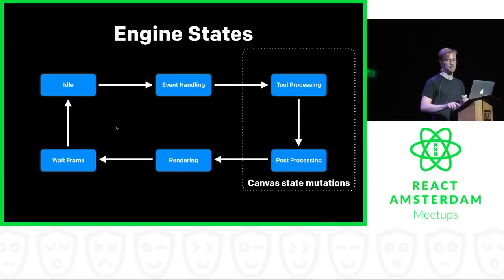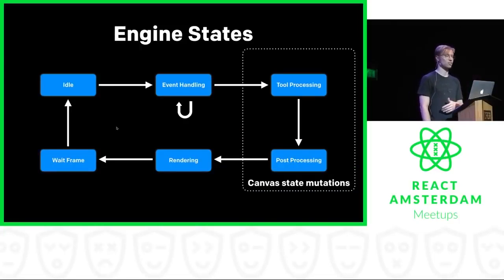So for the event handling, that's actually the only state that can happen multiple times. For instance, if you move a mouse really fast, there might be multiple mouse movements that have happened before the tool processing gets its chance to kick off. And we make sure in the event handling state that all those events are processed and no tool processing has been done. So we only use the latest mouse position and then start the tool processing.